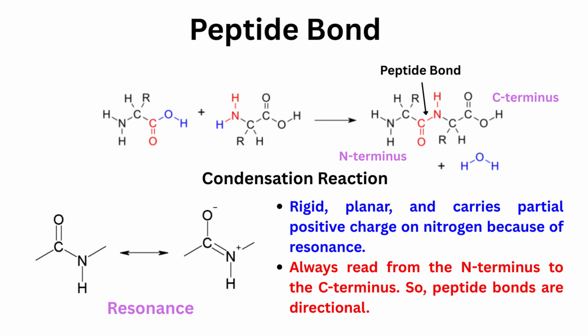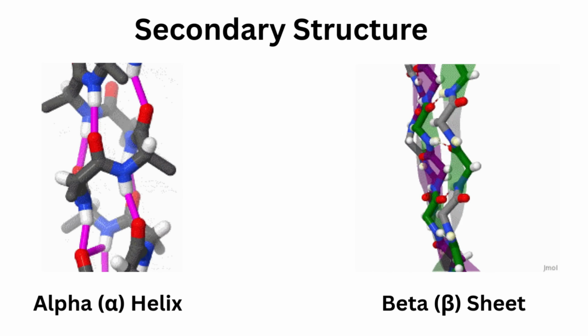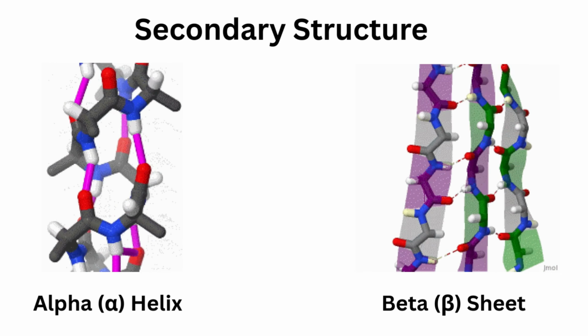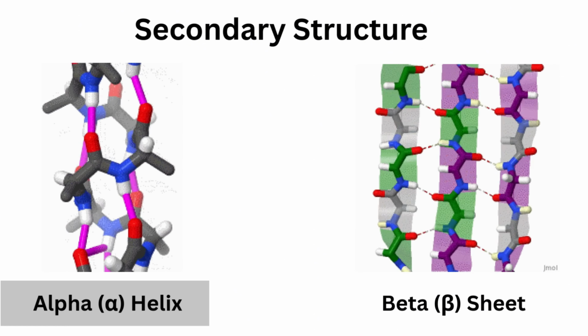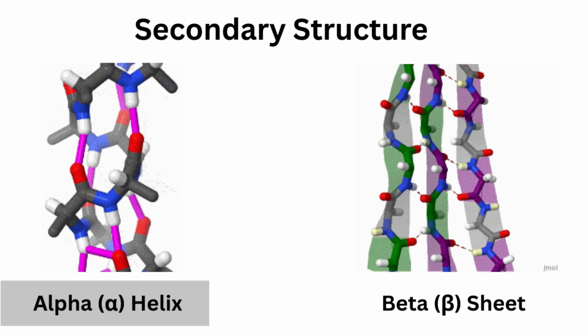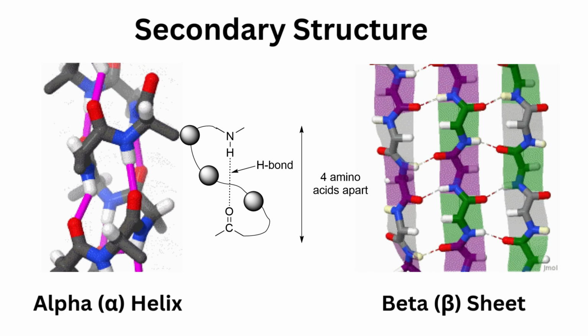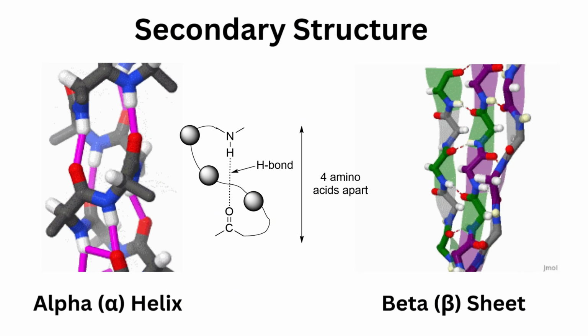But proteins aren't just chains. They fold into complex shapes. Secondary structure. Protein secondary structure is primarily determined by hydrogen bonding between the backbone atoms of the polypeptide chain. In alpha helix, hydrogen bonds form between the CO group of an amino acid residue and the NH group of another amino acid residue 4 units apart.